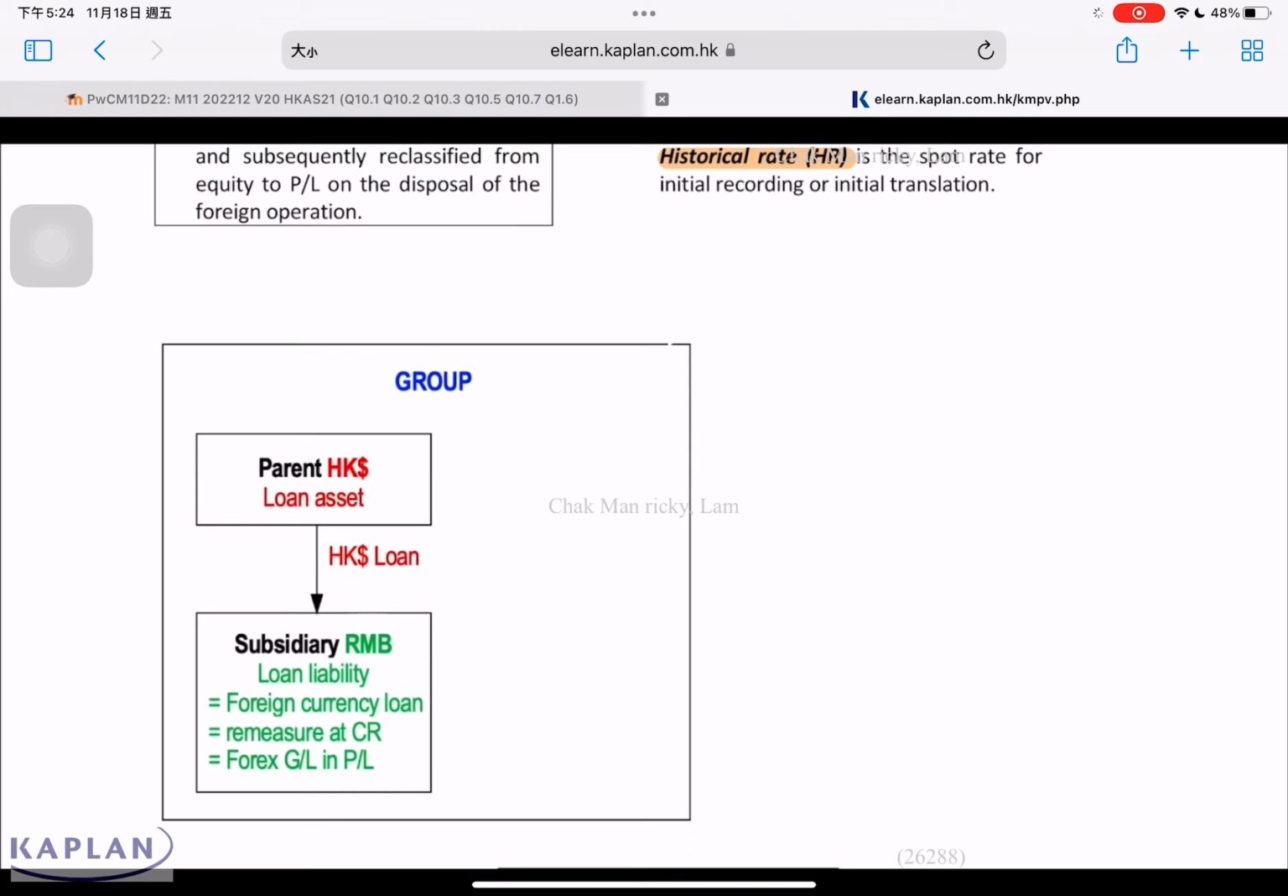At the group level, this loan will be eliminated because to the group, these are intra-group balances. How about these exchange differences? These exchange differences cannot be eliminated because subsequently, when the subsidiary pays the parent, the subsidiary must convert to Hong Kong dollar. To the group, there will be exchange differences. These forex differences will not be eliminated. What do we do with them? Do we put this in P&L? Is this loan considered as part of the investment in operation?